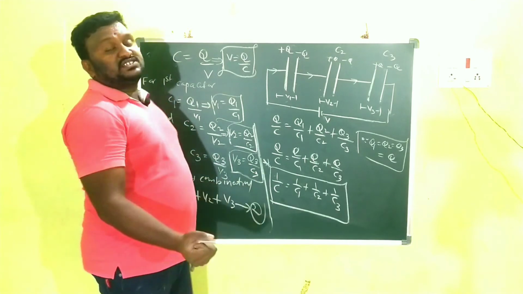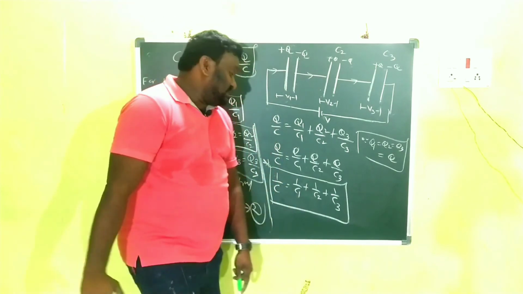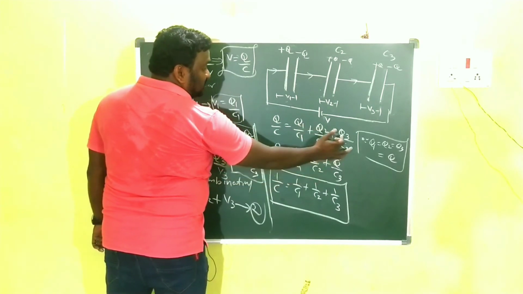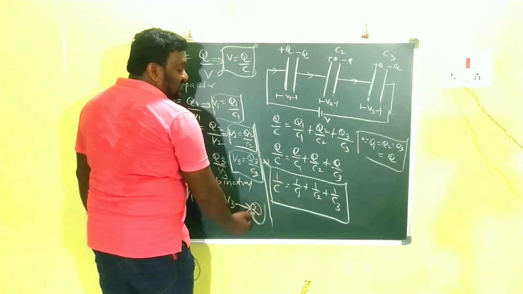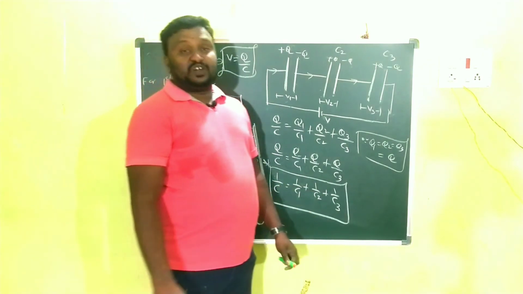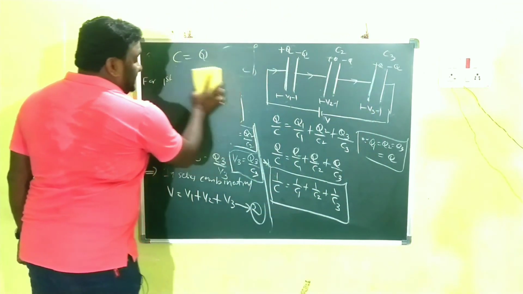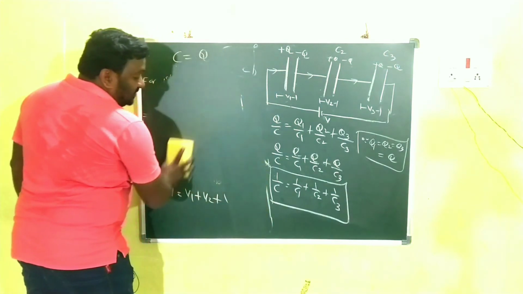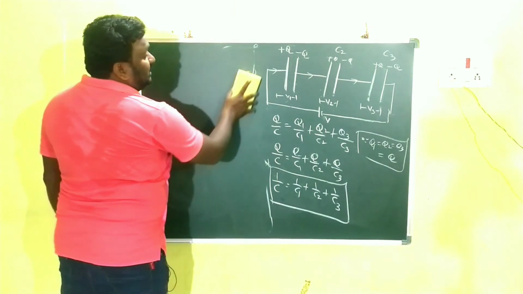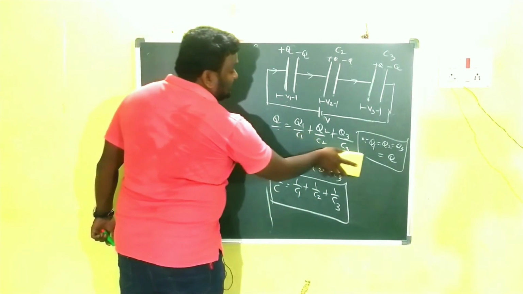What I told you, in series combination all charges are the same on different capacitors. So instead of Q1 we can write Q, instead of Q2 write Q, instead of Q3 write Q. Then you get 1 by C is equal to 1 by C1 plus 1 by C2 plus 1 by C3. This is the expression for equivalent capacitance in series combination. How are we defining that? The reciprocal of equivalent capacitance is nothing but the sum of the reciprocals of individual capacitances.